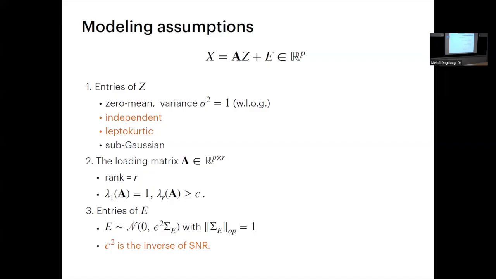There is one important quantity I want to point out, which is epsilon squared. The product ZA we call the signal, and E is some additive noise, and this epsilon squared represents the inverse of the signal-to-noise ratio under this model for inferring this low-dimensional structure. So this epsilon squared will appear constantly later. All right, so that is everything about the modeling assumptions.